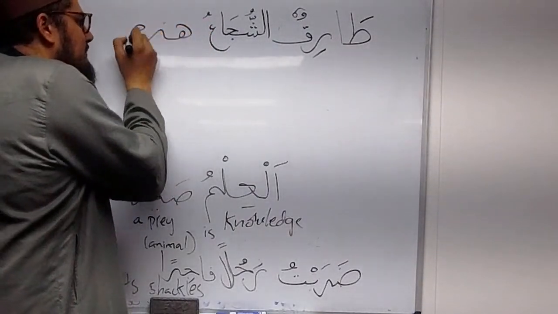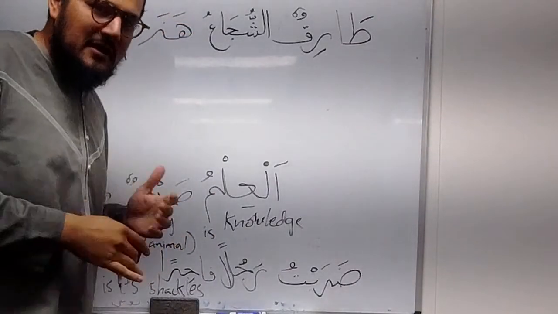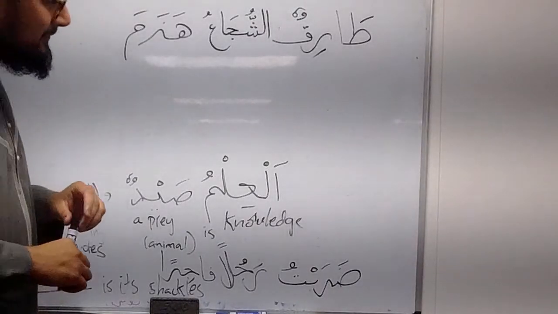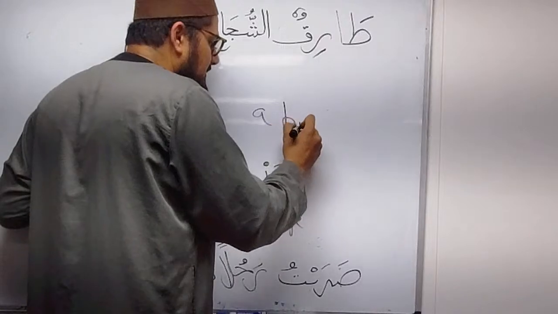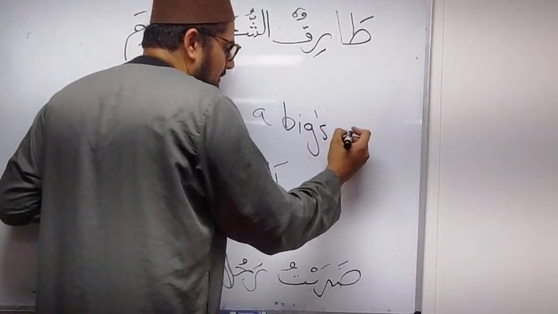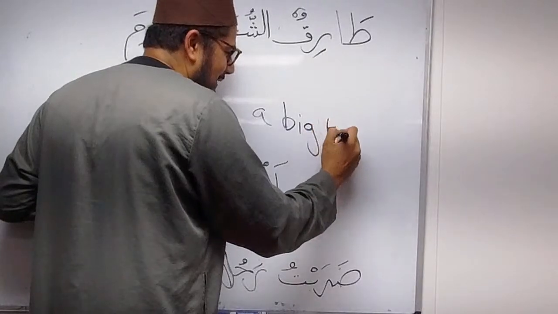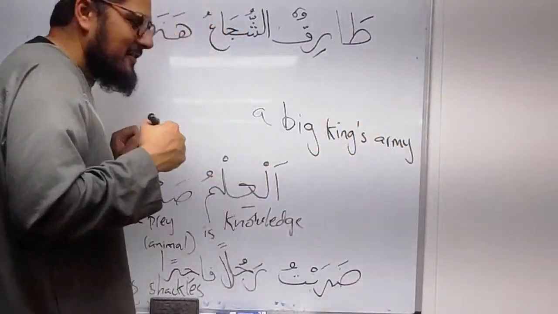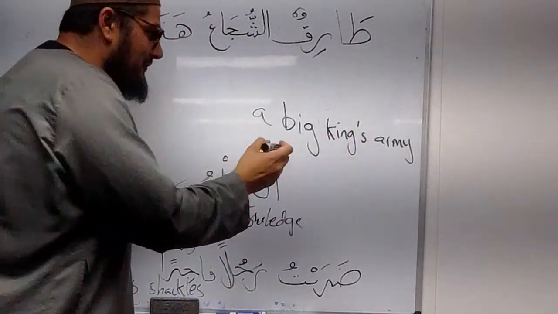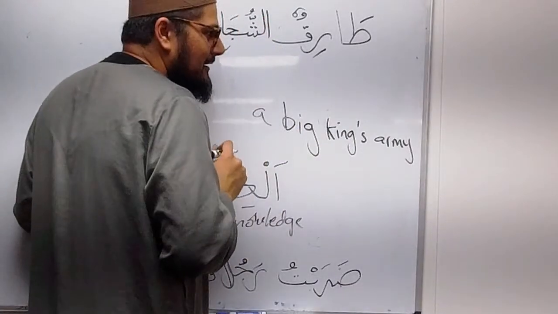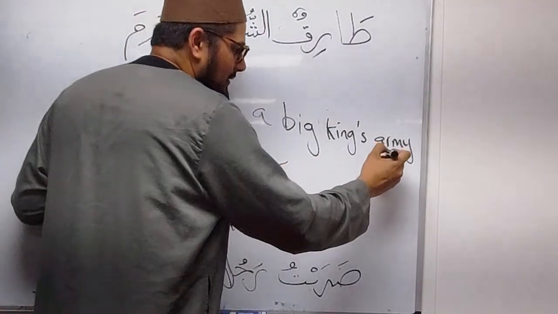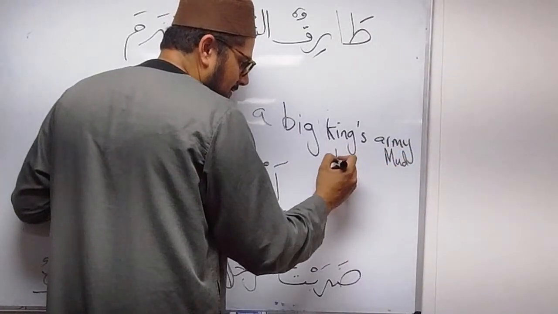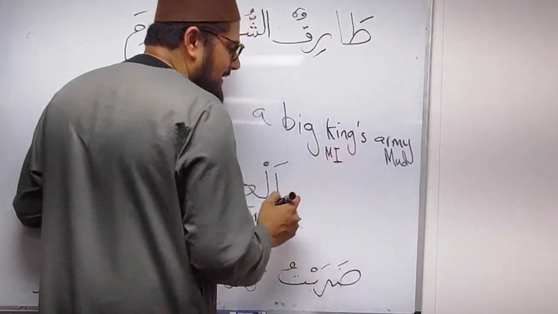So we have Hazama. طارق الشجاع هزم. Hazama what? What did he defeat? A kingdom, right? He didn't defeat a kingdom. A big king's army. All right, let's think about this, guys. You're going to need to put your heads on now. A big king's army. What's happening here? We have a mudaf and mudaf ilayh. What are the mudaf and mudaf ilayh? Army of the king. Army is the mudaf, and king is the mudaf ilayh.